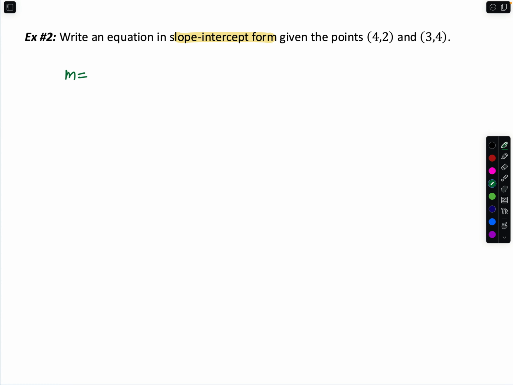Your slope is in the numerator. It's the difference in the y's. So I'm going to, again, start with this. So 2 minus 4 divided by 4 minus 3. So 2 minus 4, that's negative 2. 4 minus 3 is 1. So our slope is going to be negative 2.